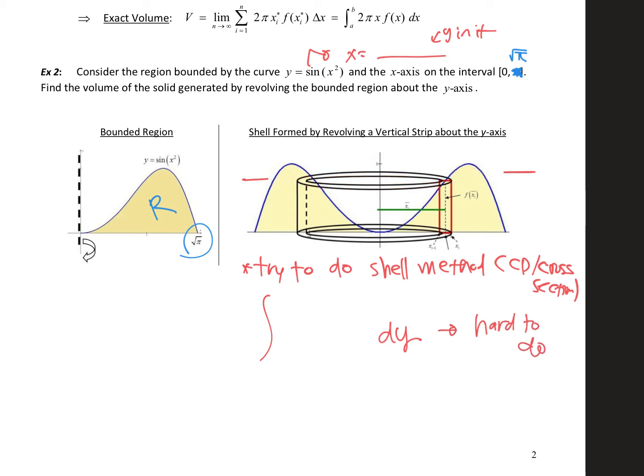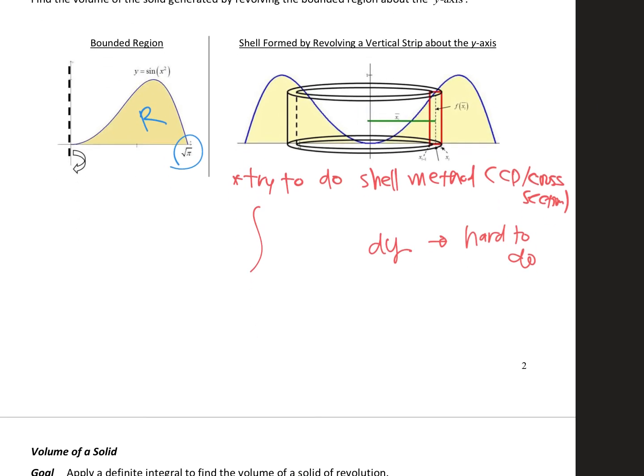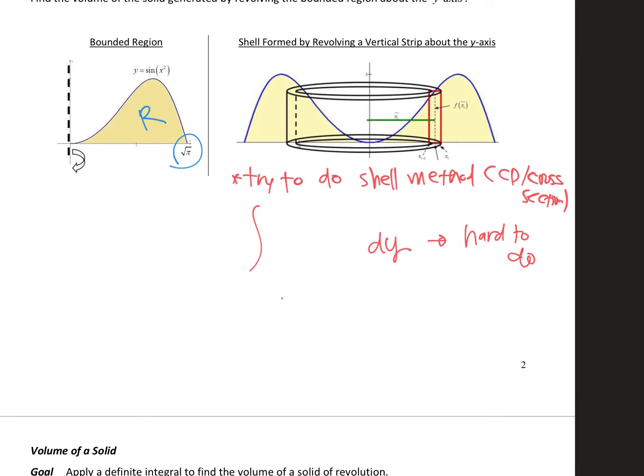So basically now I'm going to try the new method, which is the shell method. So now I'm going to split my solid into these shells. If I pick a point here, there'll be a bigger shell like this. If I pick a point here, there'll be a smaller shell like this. So I'm trying to make this mountain by using the cans, right? Put a bunch of cans inside each other, then you'll form this mountain thingy.